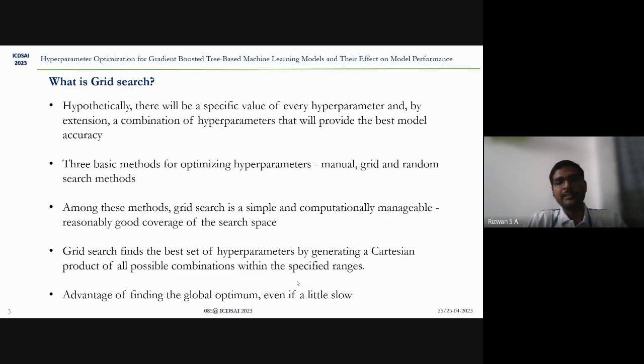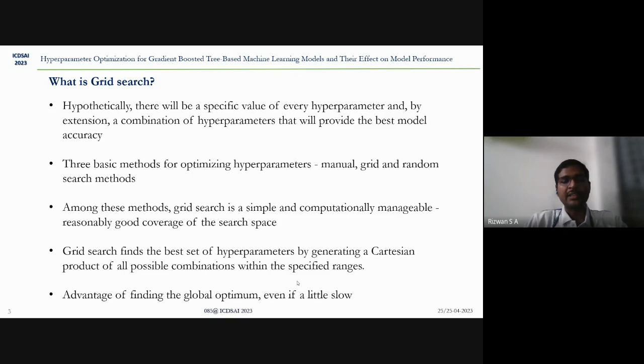Among these methods, grid search is a simple method and computationally manageable. So when we talk about many people who are doing machine learning, their resources will be limited and they will not be having access to high functioning computers or even cloud computing resources. They will be mostly using personal desktops or laptops. But this grid search provides a reasonably good coverage of the search space, and it is computationally manageable, and it is not very heavy on the resources.